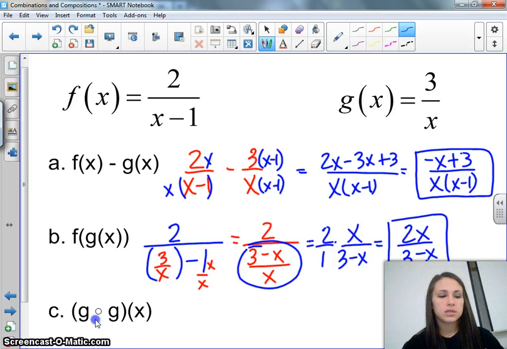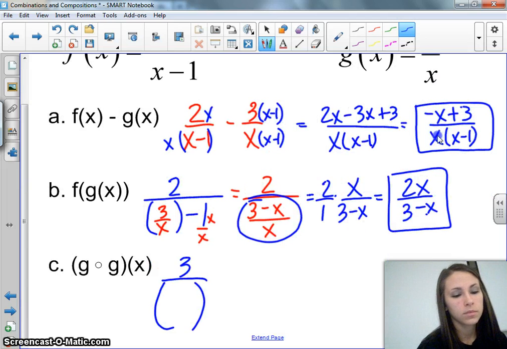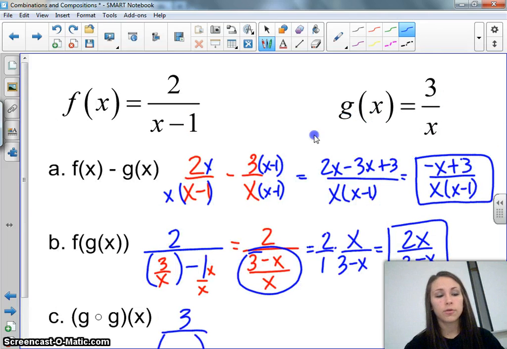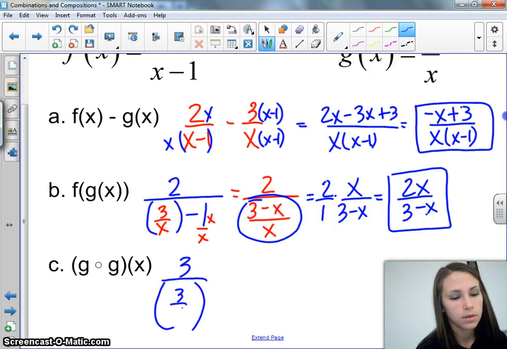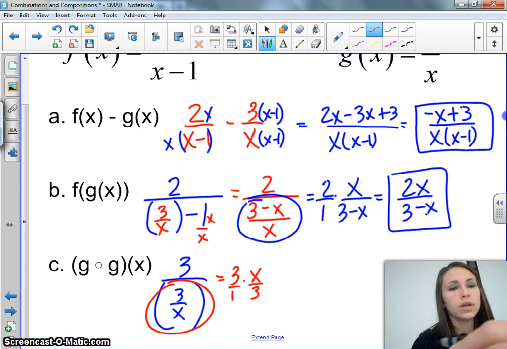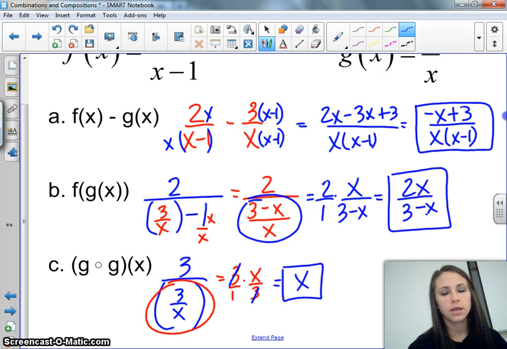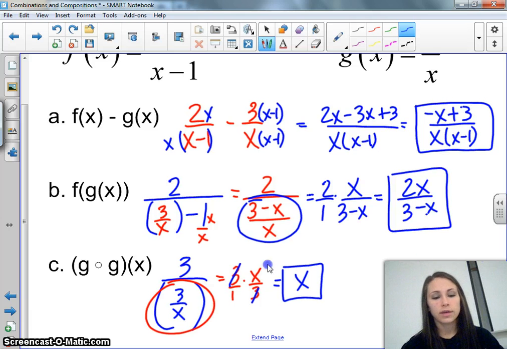And then my last problem is g of g. And so that just means g is my outside function. So I'm going to say 3 over big parentheses. And for my inside function, it's also g, so I'm just going to say 3 over x. And so I'll plug that in. And then I'm going to have to take and flip this and multiply. So this is going to be 3 times x over 3, and that's like a 3 over 1. My 3's are going to end up canceling, and so I just get an x there. And so that's my final answer.